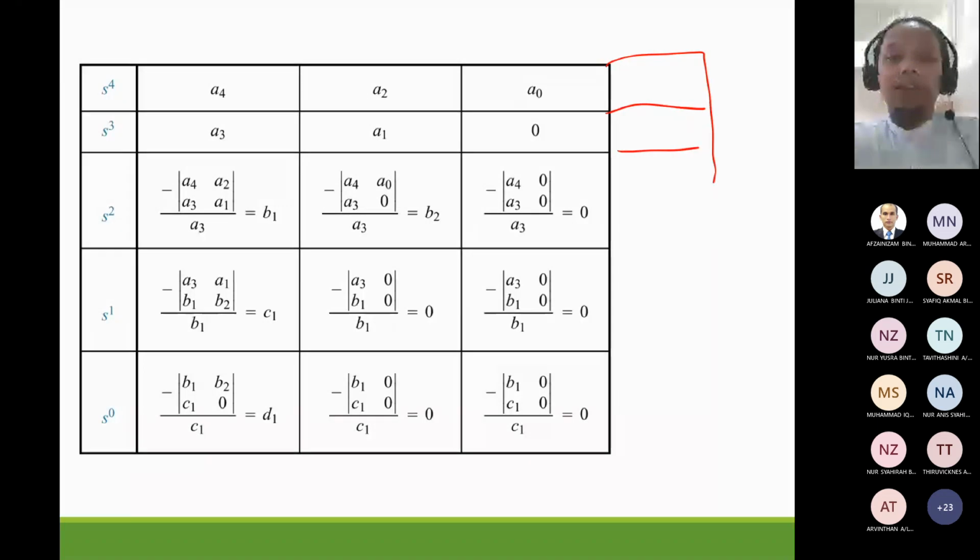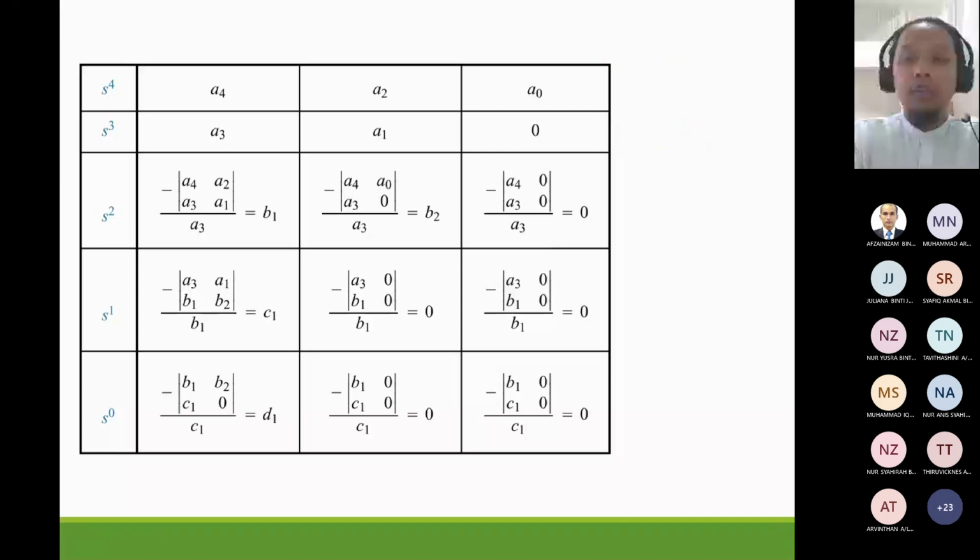So because there's nothing, you can assume there is a value 0 on that column. Okay, so that's why here it's 0, 0 divided by A3. Maybe you need more practice later. Maybe when you do the tutorial, you will understand how to perform this calculation of the Routh table.